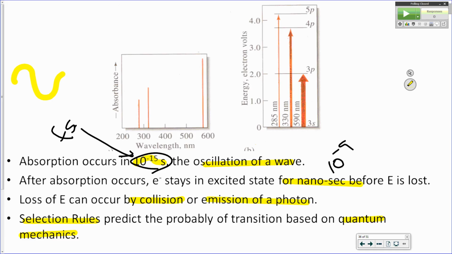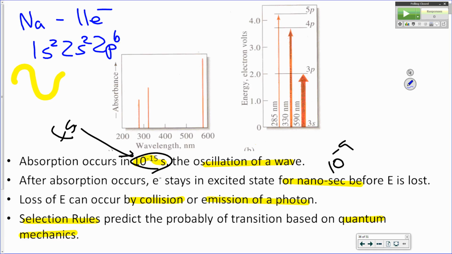But if we look at something like the valence electrons, that's what's happening in the UV-vis. And this is a signal for sodium. If I look at sodium's electron configuration, go back in time. Tell me, how many electrons does neutral sodium have? Okay, it's got 11 electrons. Let's write out its electron configuration: 1s2, 2s2, 2p6. That's used 10 electrons. I've got 1 left, 3s1.